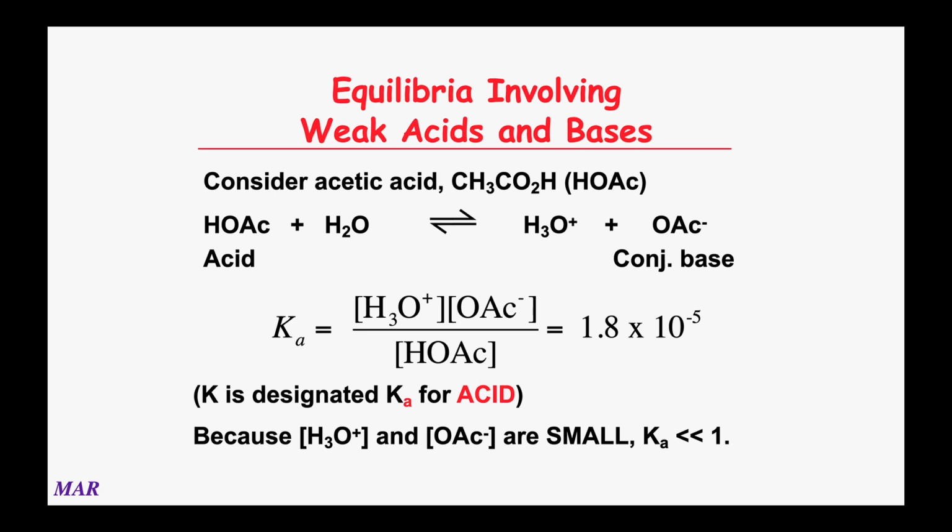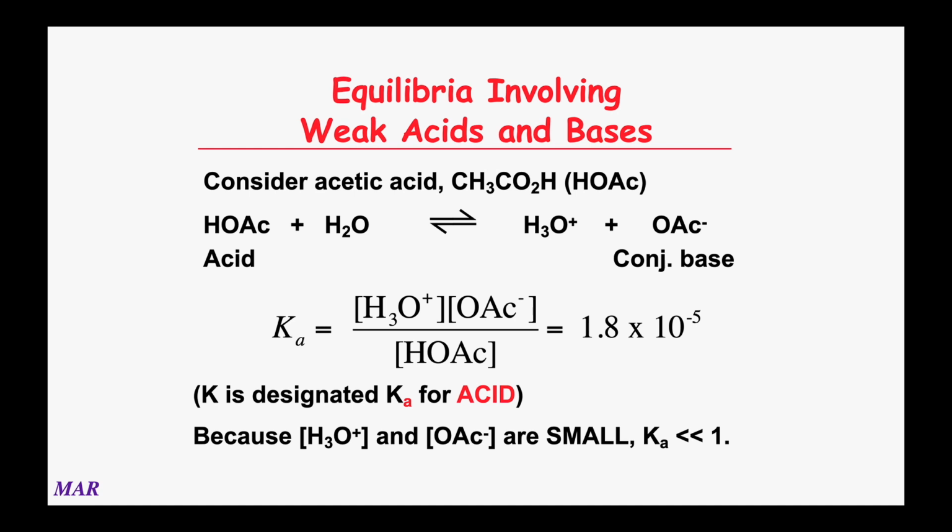All Kas, for our purposes, will be numbers less than 1. Sometimes they'll be equal to 1, and if they go larger than 1, we'll just say very large. You'll see why in a little bit. But this is the form of Ka. Ka equals hydronium times conjugate base divided by the weak acid. And again, because the weak acid doesn't 100% break down, you will have some weak acid around.